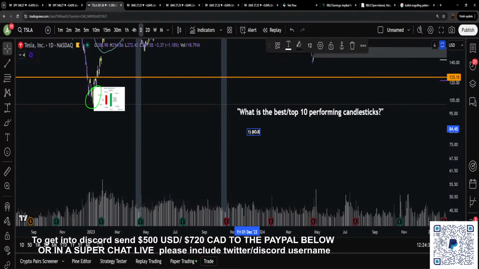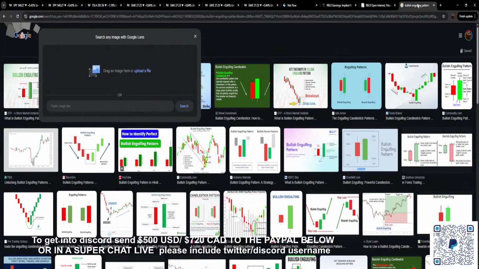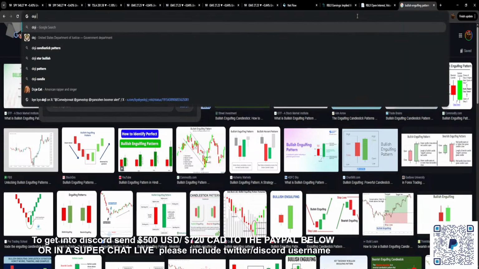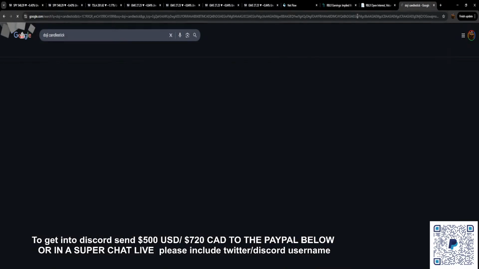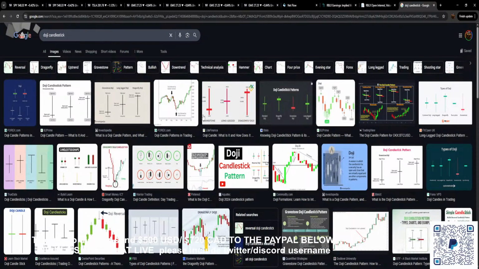So the first pattern that we are going to focus on is going to be called a doji, a doggy. Some people call it a doji. Some people call it a doggy. It don't really matter. Call it what you want to call it.